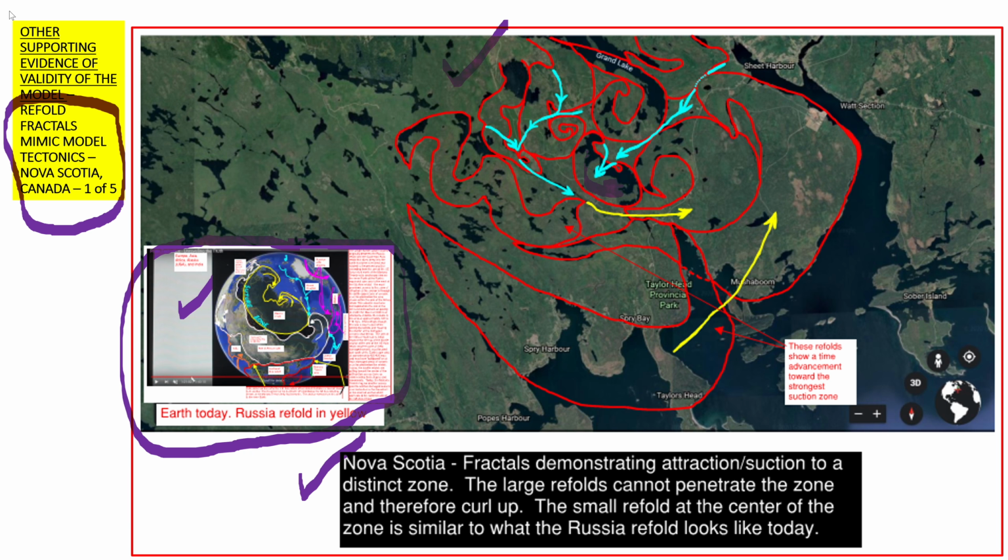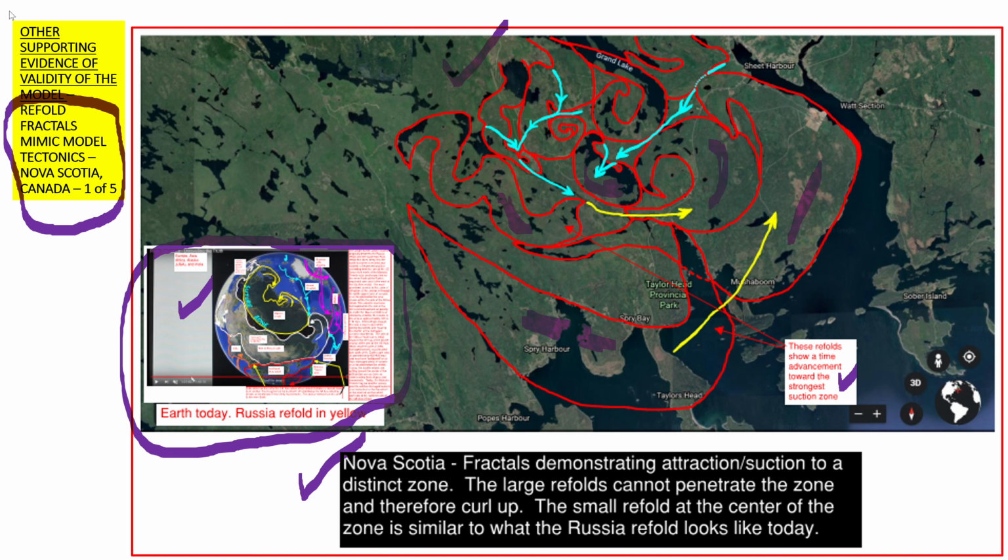All right, so we see that. Now I also point out these refolds show a time advancement toward the strongest suction zone. So if you look at this refold that I'm highlighting here, and this one that I'm highlighting here, that's a time advancement as shown by the yellow arrow. And in addition, this one here that I'm highlighting becomes this one here that I'm highlighting. So this is a perfect example of tectonics basically mimicked by the fractals, showing that tremendous force coming into the little guy here, this fractal of what looks like the Russia refold today.